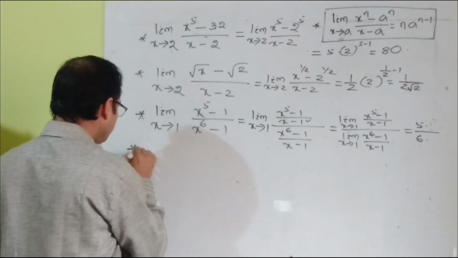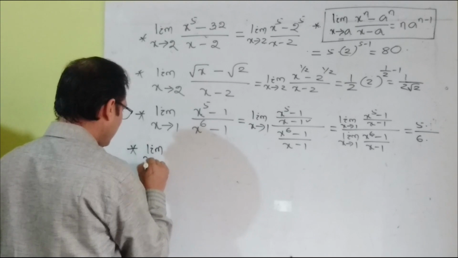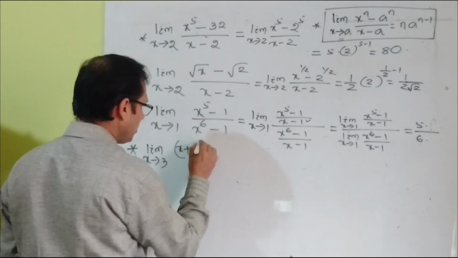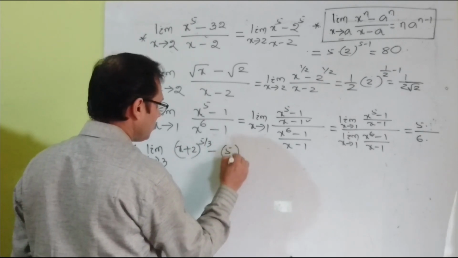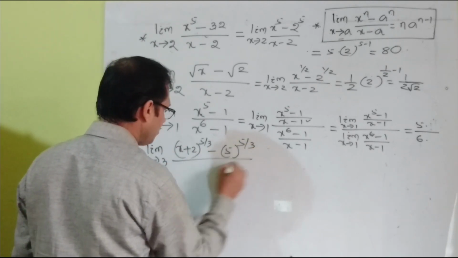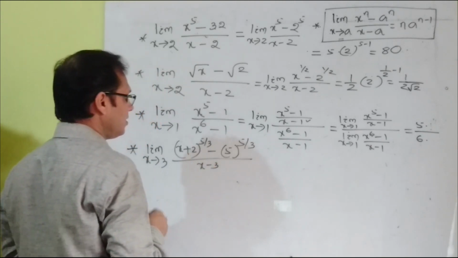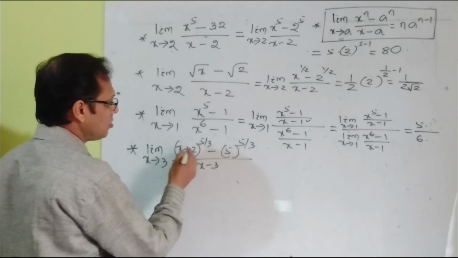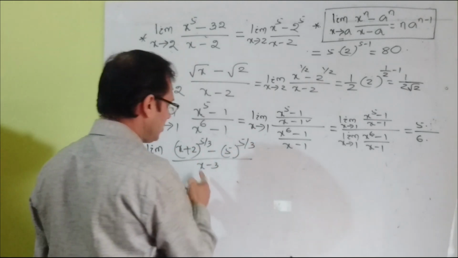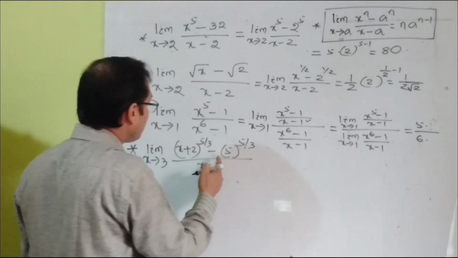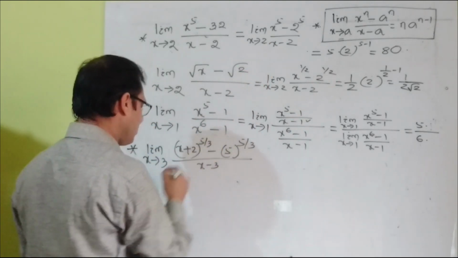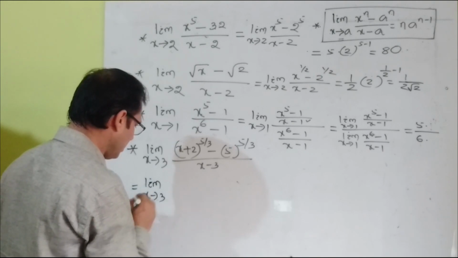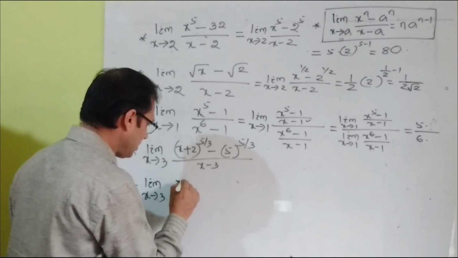Now we will take another example, that is limit x tends to 3, (x plus 2) whole to the power 5 by 3 minus 5 to the power 5 by 3, by x minus 3. If this one is given, you see, limit x tends to 3, (x plus 2) whole to the power 5 by 3 minus 5 to the power 5 by 3, by x minus 3. Now you have to arrange this one in the standard formula. How is it? You see, limit x tends to 3, and x is x plus 2, keep it the same.